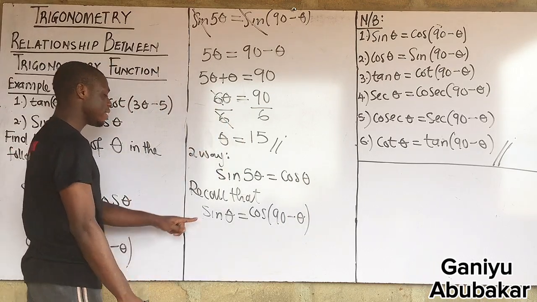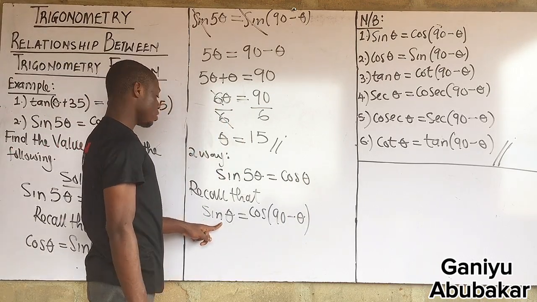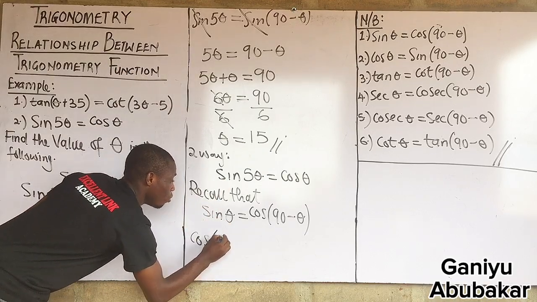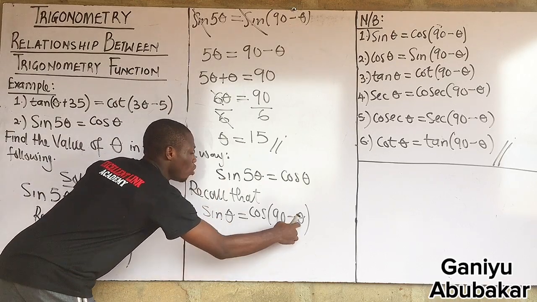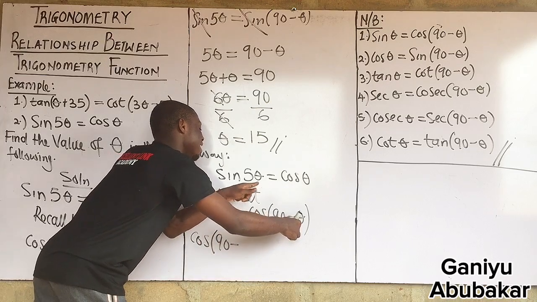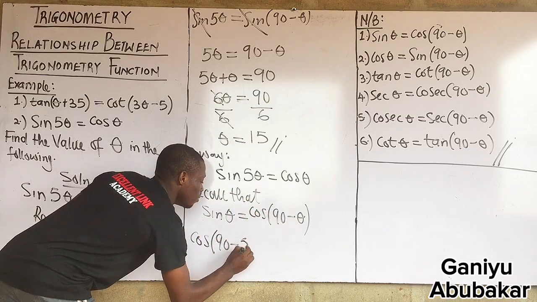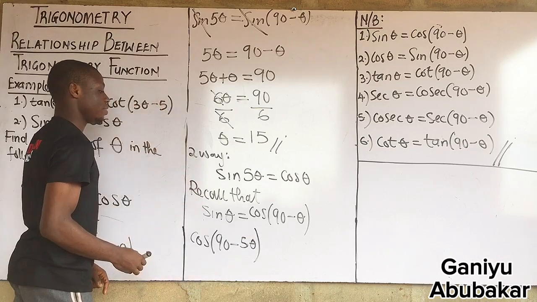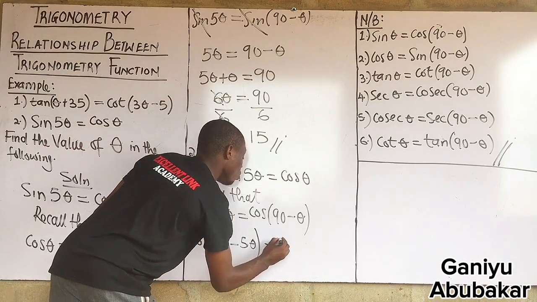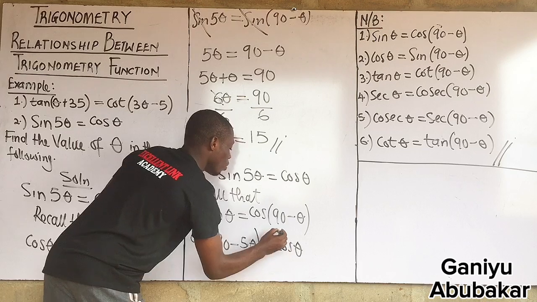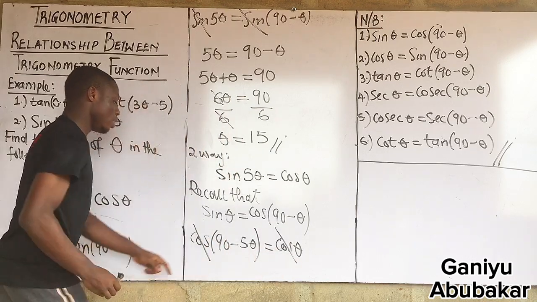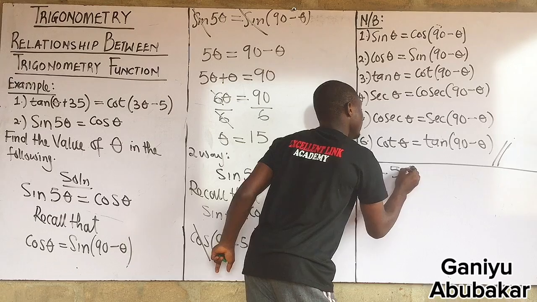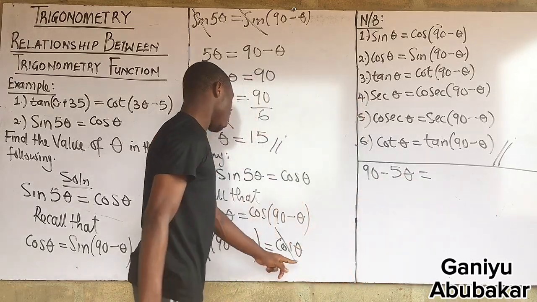From here now, anytime I see sine, I'll replace it as cos. So this sine becomes cos of 90 minus, what's my theta here? Theta is now 5 theta. So that becomes 90 minus 5 theta. So I have this to be equal to cos theta. Cos cancels out cos. This becomes 90 minus 5 theta to be equal to what?